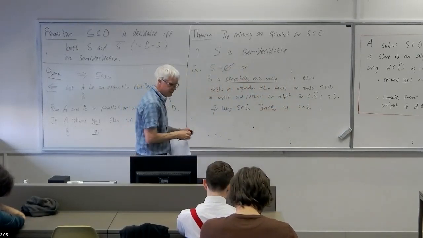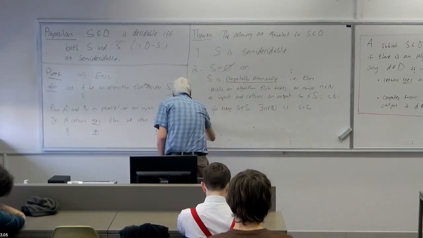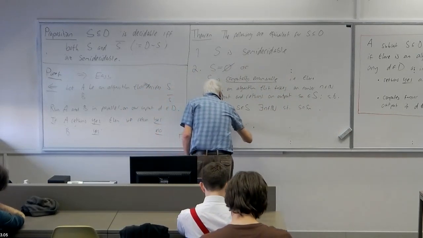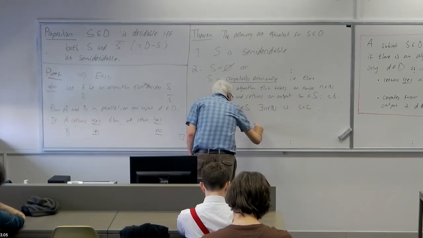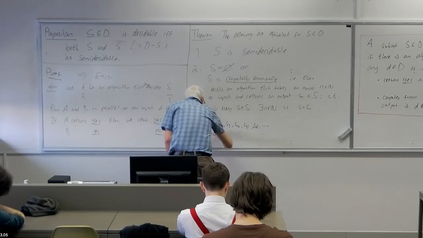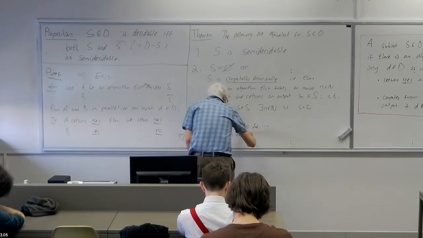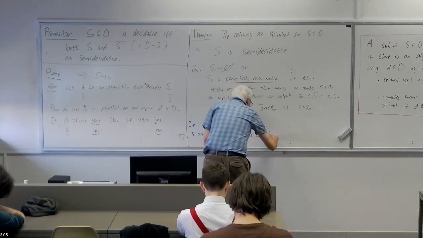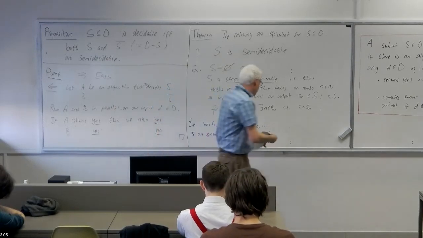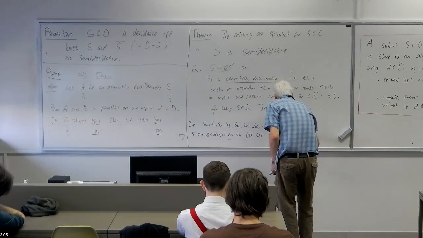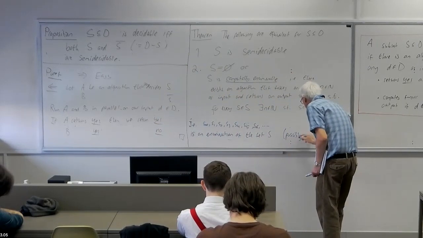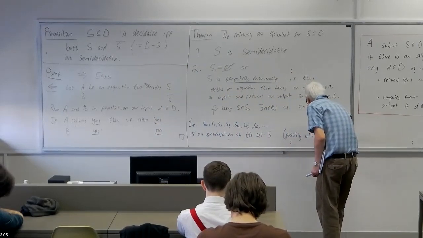Okay, so in other words, i.e. S0, S1, S2, S3, S4, S5, S6, and so on, is an enumeration of the set S. And every element of S will appear somewhere in this listing, but possibly with repetitions. Well, it's actually also possible to eliminate the repetitions, but let's not worry about that. So possibly with repetitions.